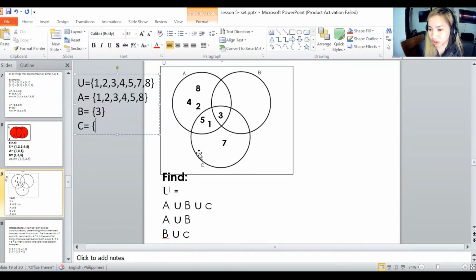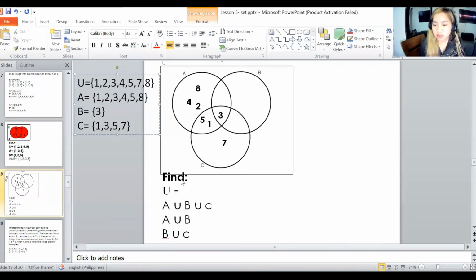So, ang pinakamaliit na element is 1. Next, we have, may 2 po ba tayo? Wala. 3 po yung next natin. Next natin, again, ito lang pong circle. Ang next natin sa 3 is 5. Next, we have 7. So, ang elements sa loob ni set C is 1, 3, 5, 7.